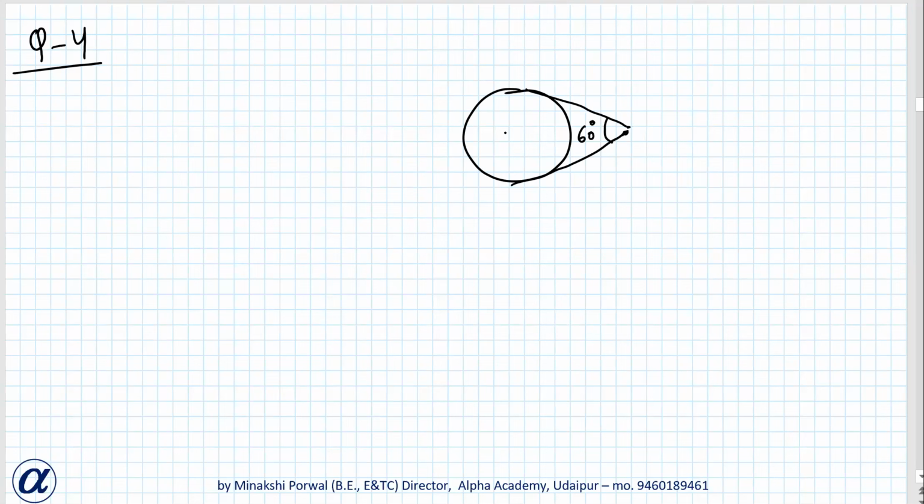So if I draw the rough figure, okay. One easy way to draw this is, look, if this is 60 degree, then what will this angle be? Can anyone tell?